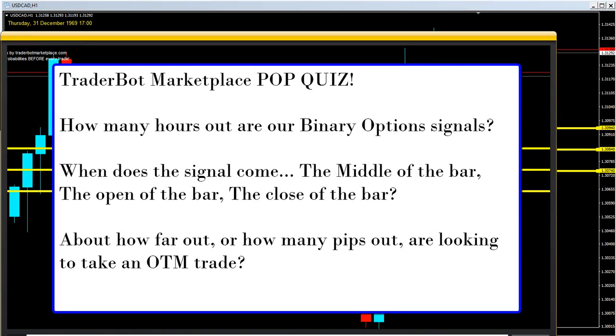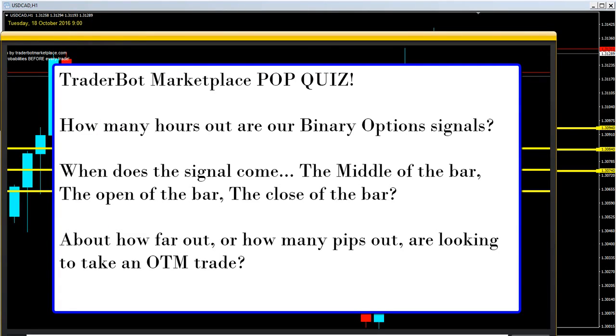Aha, stop, we got a pop quiz. Now, unless you understand this next part, don't go any further. Okay, number one, how many hours out are our binary option signals? 2 hours. They're 2-hour trades. When does the signal come? It comes at the beginning or the open of the bar. And about how far out, or how many pips out, are we looking to take an OTM trade? Roughly 10 pips out.